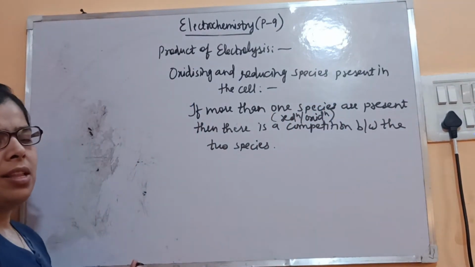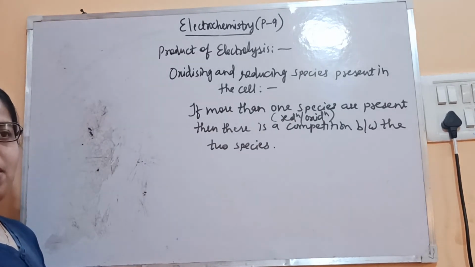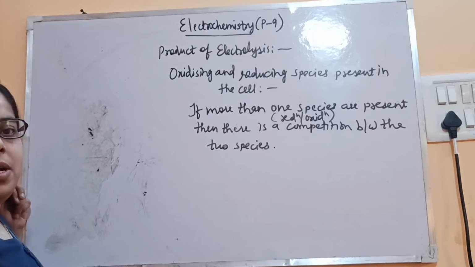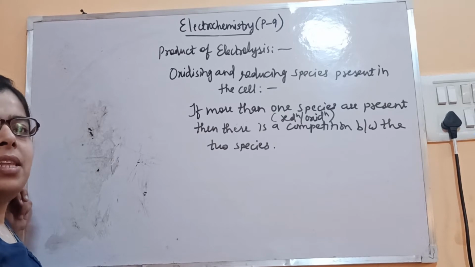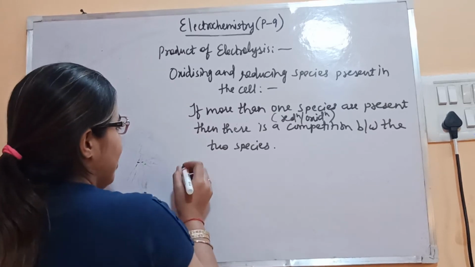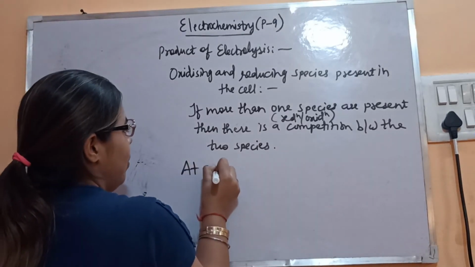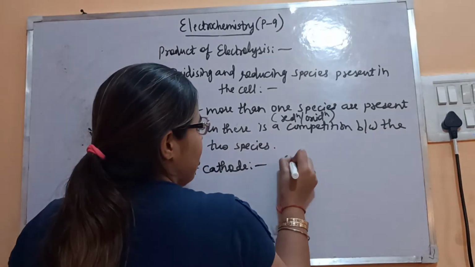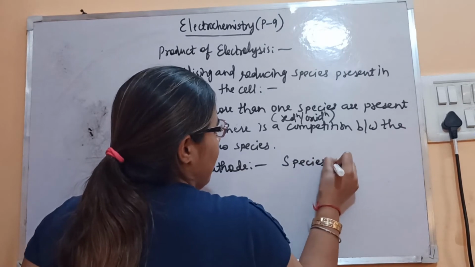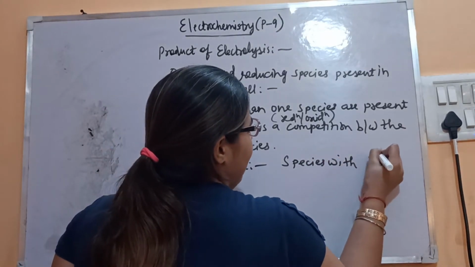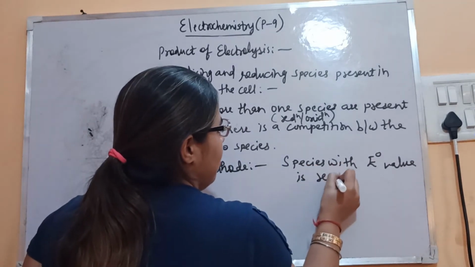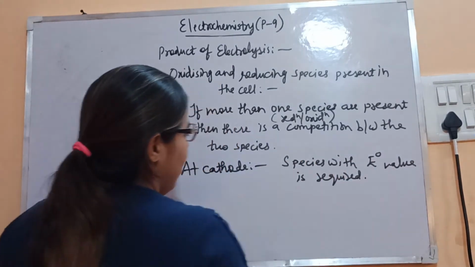If one is there, then simply products get formed, but here more than one species is present. Now we have to decide which one will get liberated at the cathode and which one is going to take part at the anode. Fine. So how will we come to know which species will get discharged? At the cathode, a species with higher E0 value is required, or undergoes reaction.